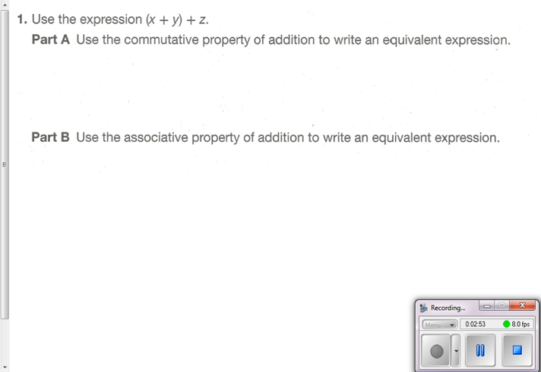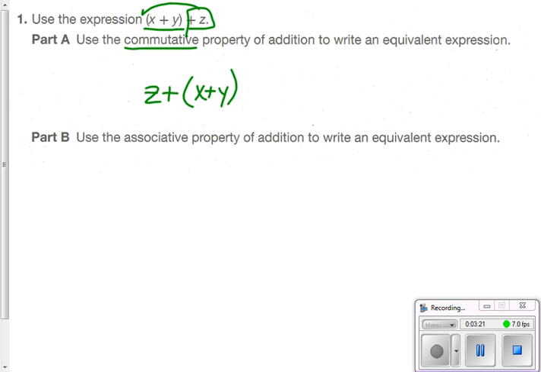Example 1, they give us the expression above, x plus y in parentheses plus z. Part A, you're going to use the commutative property of addition to write an equivalent expression. Remember, commutative is a flip. You can flip things around, and when you add and you multiply, you'll still get the same thing. So I'm going to flip things around. This is a group. I'm going to leave it as a group. So I'm going to take this here and move it to the front. So I have z plus parentheses x plus y. It doesn't matter. You can flip things around with addition, and that is the commutative property.